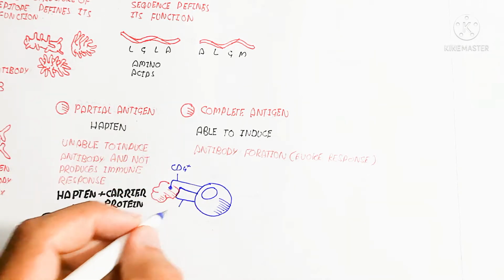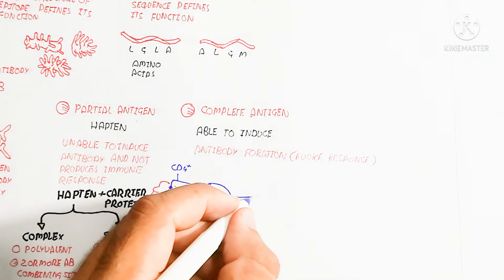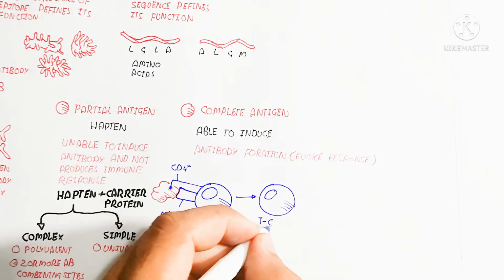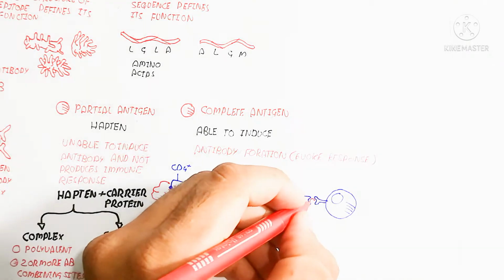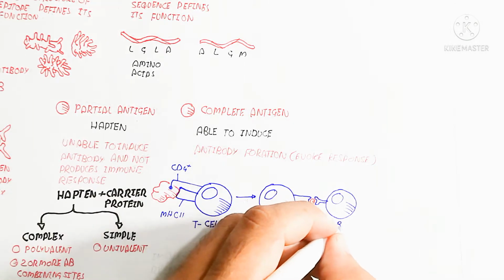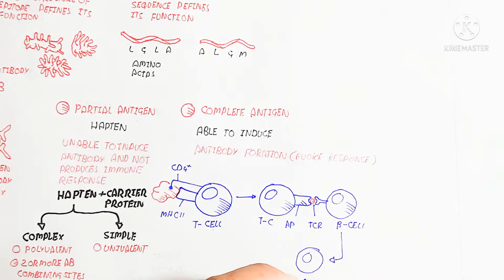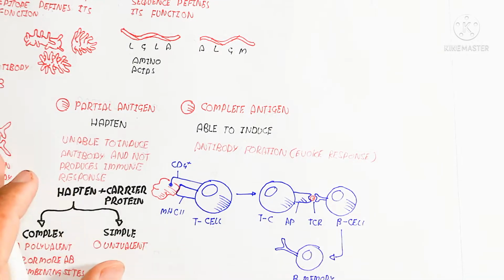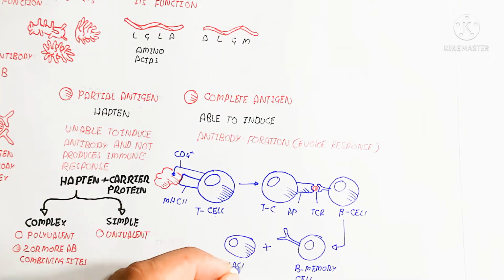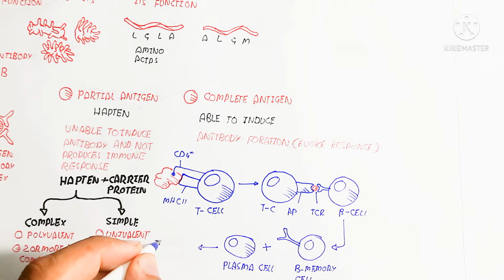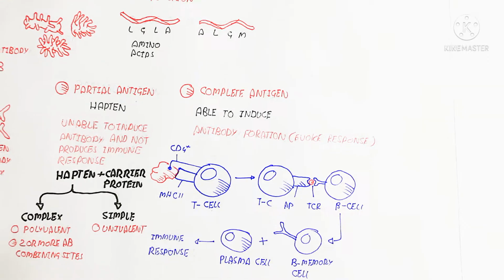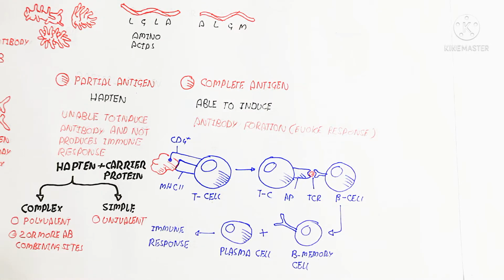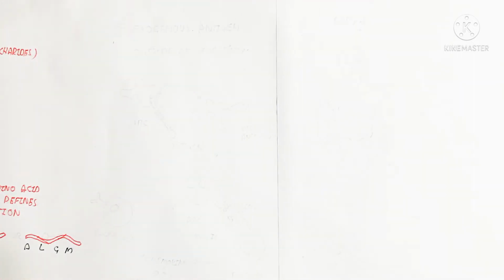On the other hand, the foreign antigen is able to induce the complete immune response and evoke an immune response. The MHC class 2 molecule is recognized in the presence of the T cell receptor, and the antigen presenting molecule presents the antigen to the T cell receptor. Then the B cell proliferates into B memory cell and plasma cell to produce antibody and give the response.